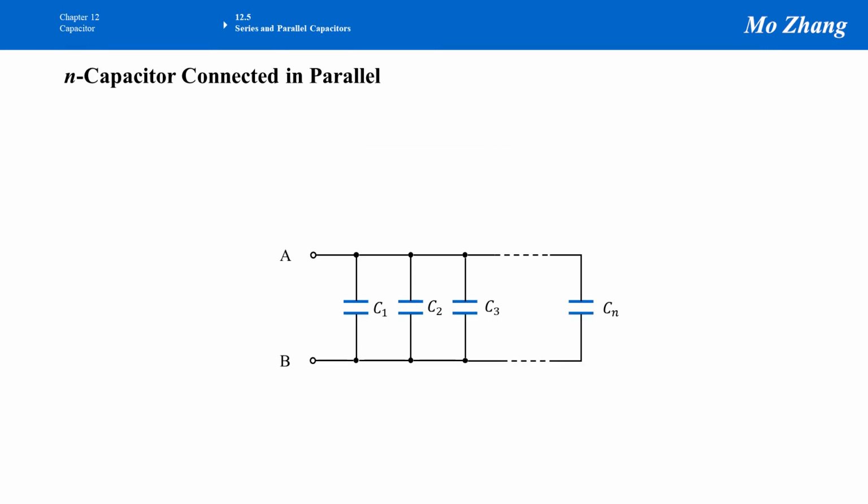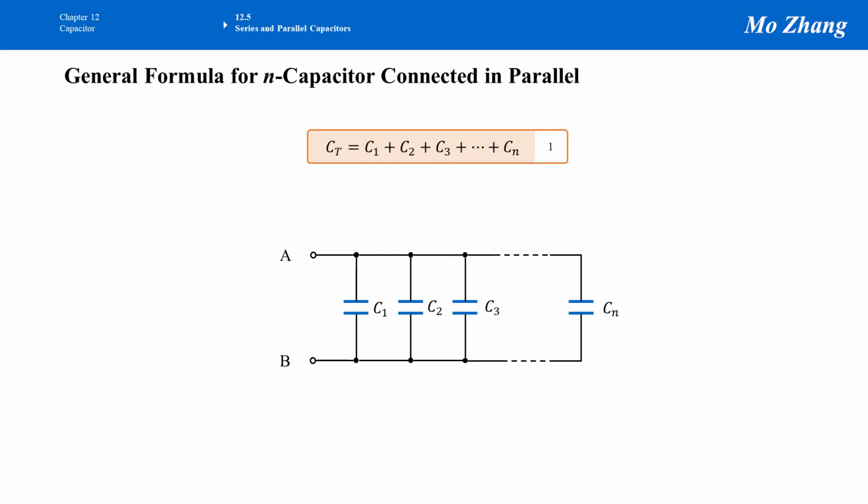I'm sure you have already noticed the formulas we are using to find the total capacitance are opposite to the formulas that we use to find the total resistance. The formula that we use to find the total capacitance in series is the formula we use to find the total resistance in parallel. The formula we use to find the total capacitance in parallel is the formula that we use to find the total resistance in series.